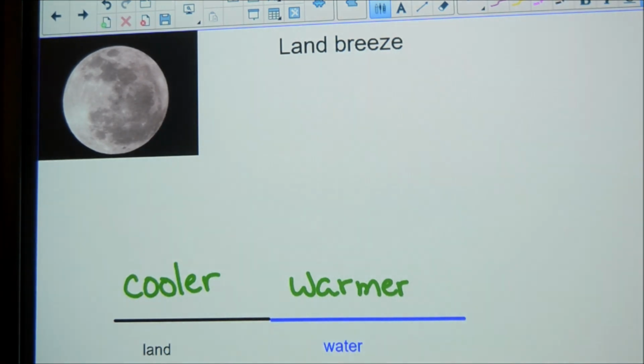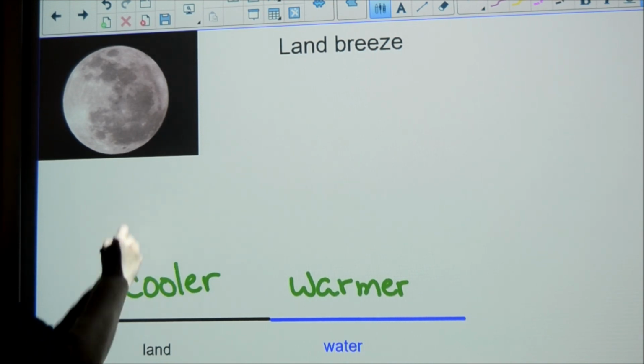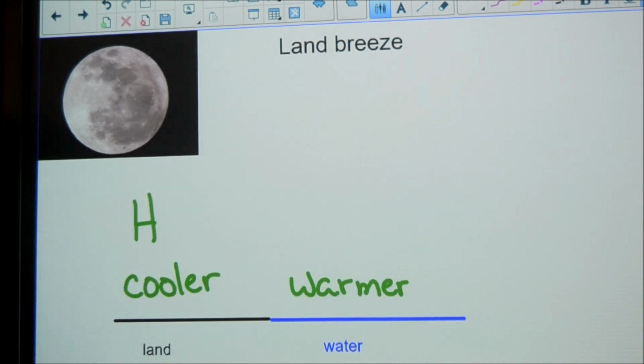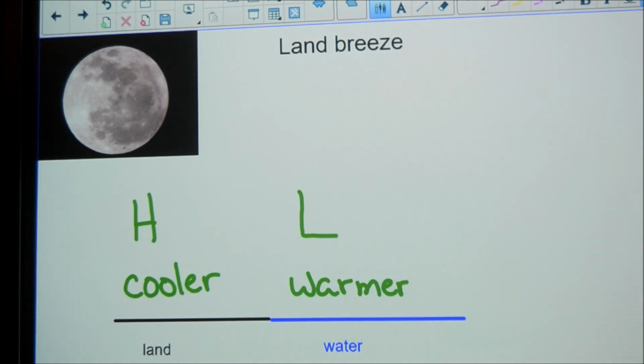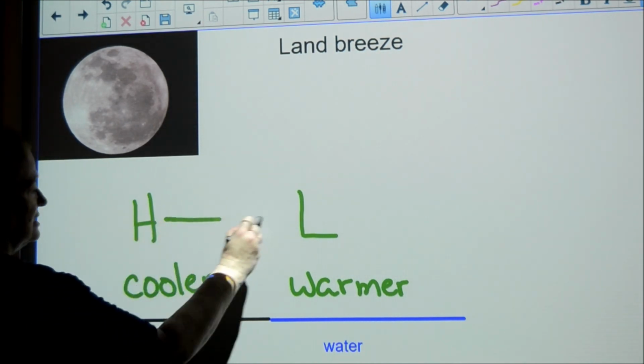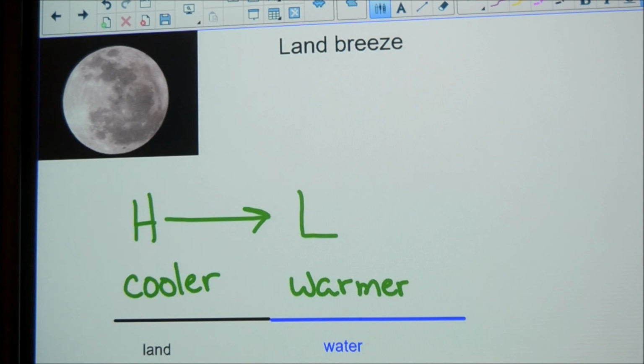Again, remember, temperature and pressure are inversely related. Cooler land is going to have a higher pressure. Warmer water is going to have a lower pressure. Winds blow from high pressure to low pressure, or from the land to the water. That's known as a land breeze.